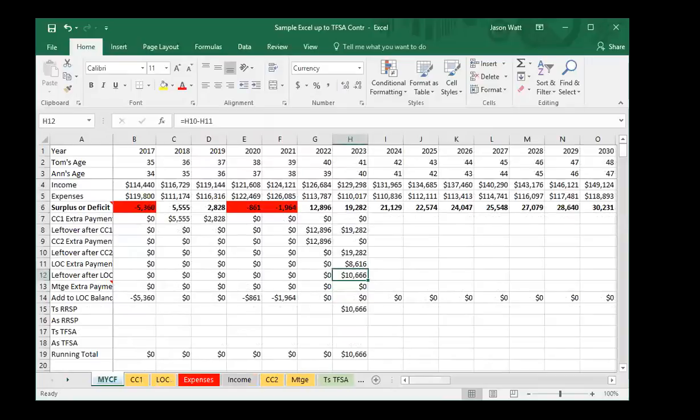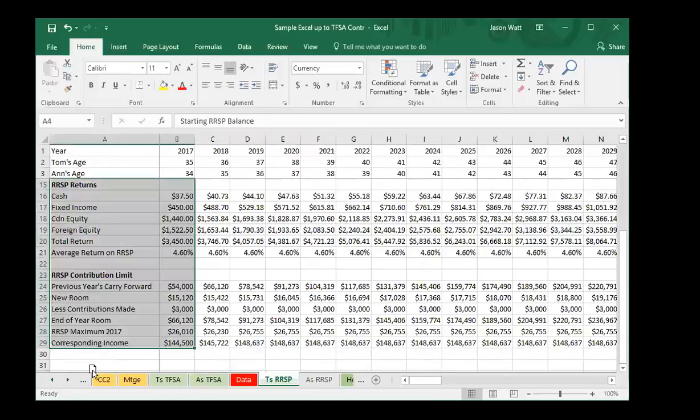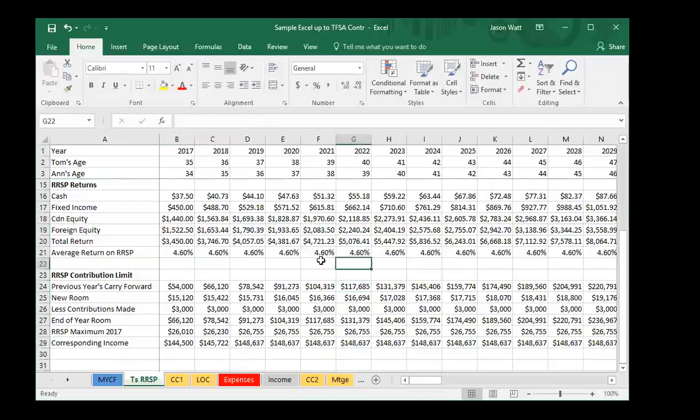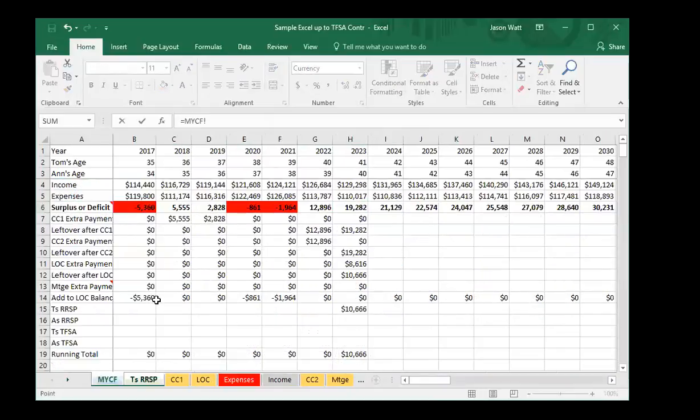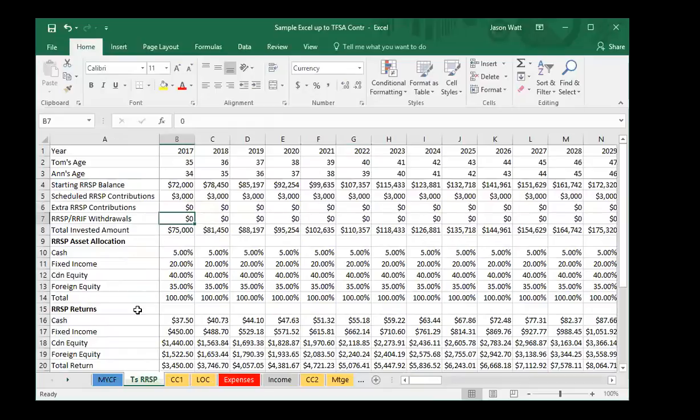Now I do want to bring that $10,666 into Tom's RRSP. I'm going to drag that sheet way back over here. Now we pop back to Tom's RRSP here, and we say, all right, we better make sure that we've actually got these extra RRSP contributions accounted for. So now I know where to look for those. We're going to go and find those on the multi-year cash flow right here at Tom's RRSP, and we're going to copy that across.